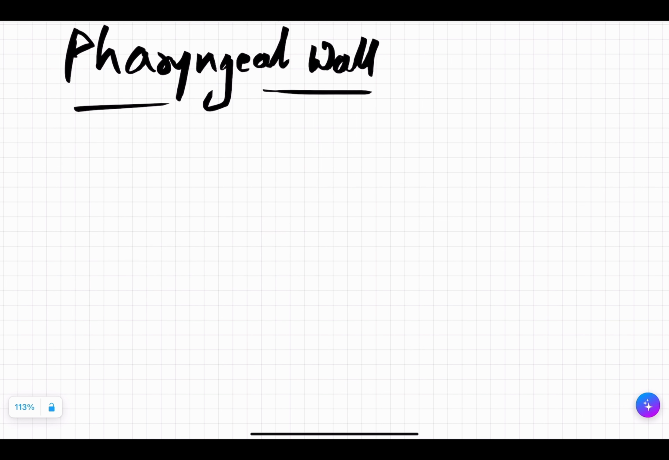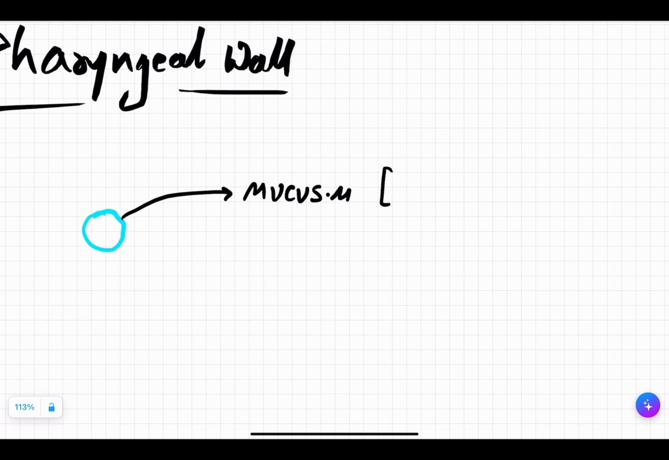First layer from the inside is your mucous membrane. Mucous membrane, in the histology you have studied, you have mucosal epithelium. And what kind of mucosal epithelium we will have here? That would be stratified, non-keratinized, squamous epithelium plus lamina propria. What is lamina propria? That is areolar connective tissue.